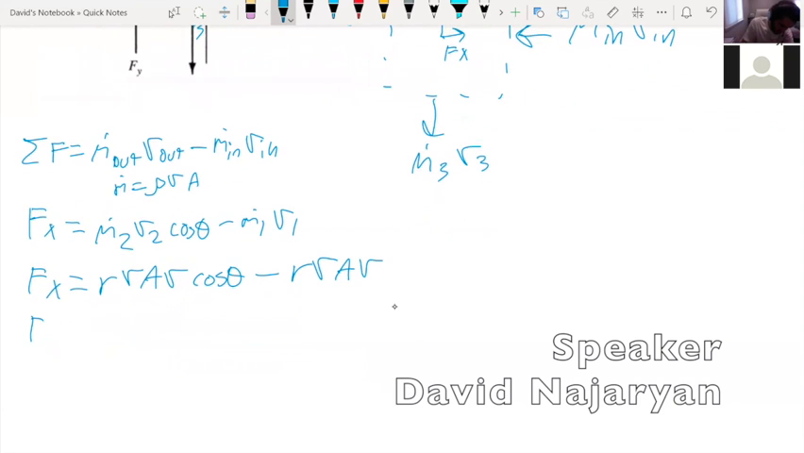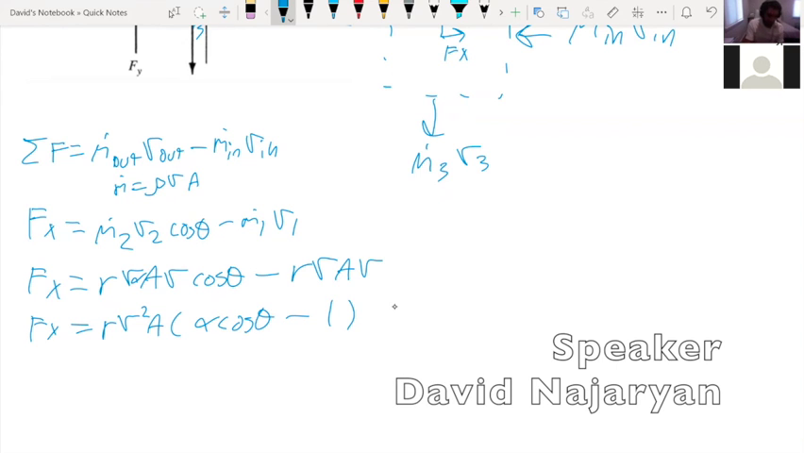And this just simplifies to rho. Sorry, I'm factoring out currently. Rho V A, and I forgot the alpha. Rho times V squared times alpha A cosine theta. Actually, we can factor out the alpha A, alpha cosine theta minus 1.